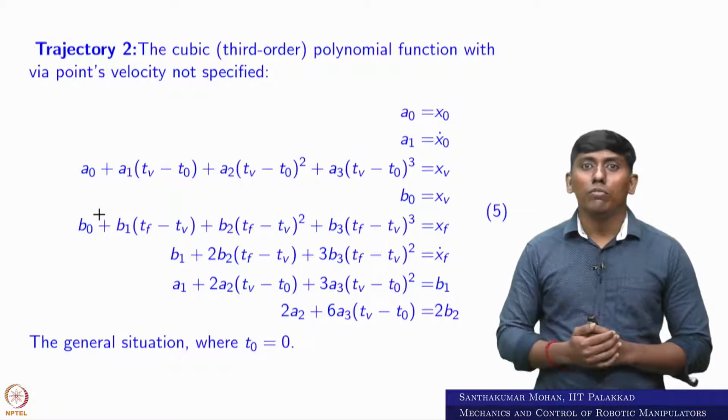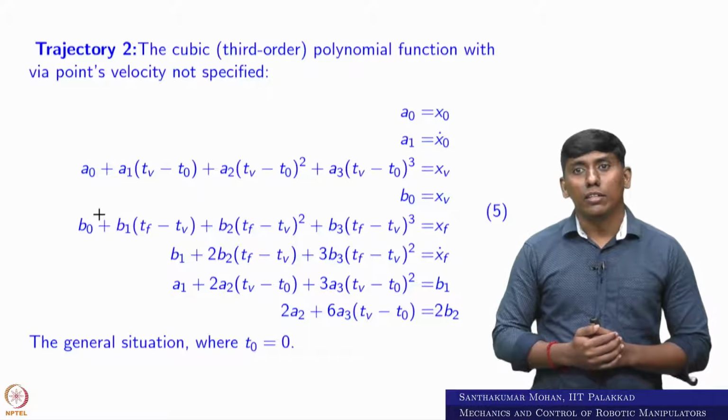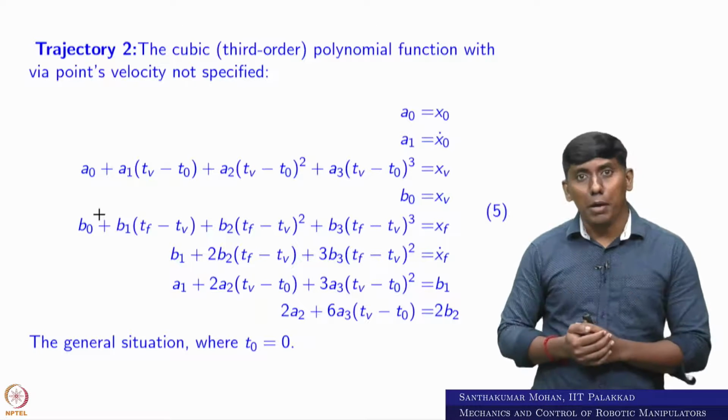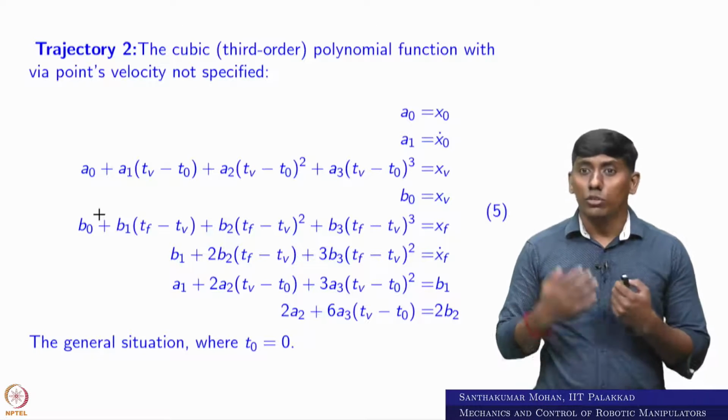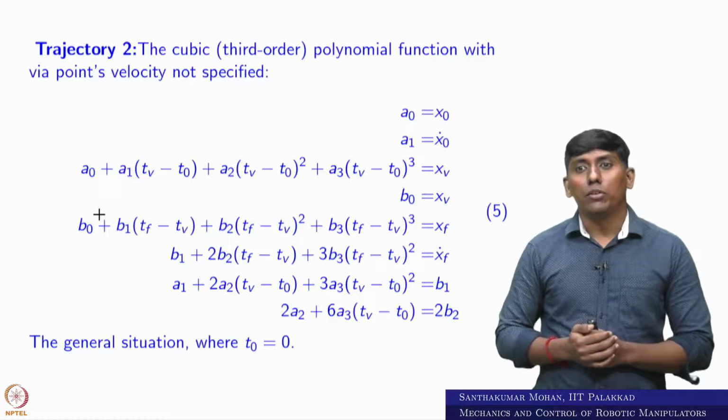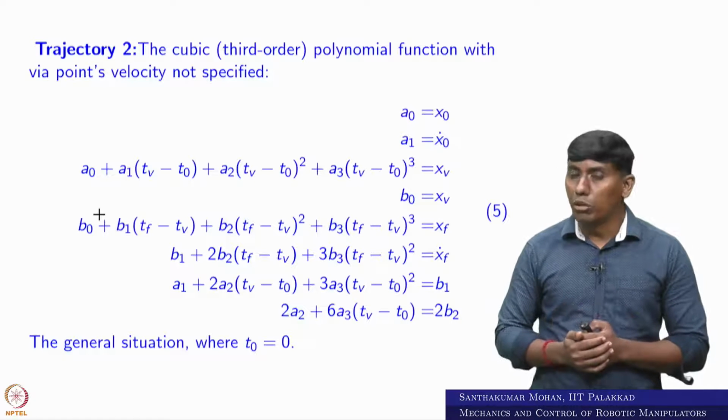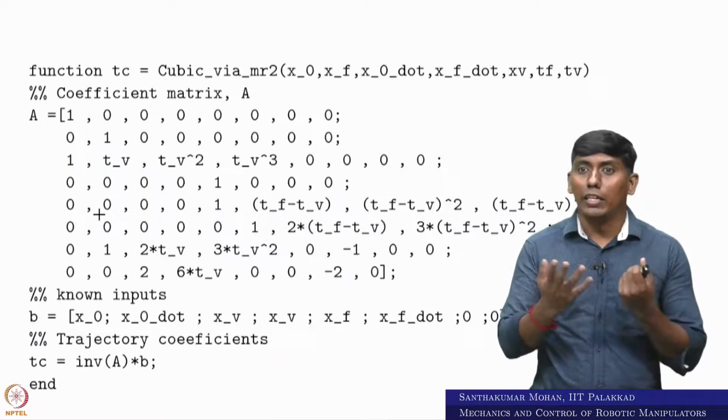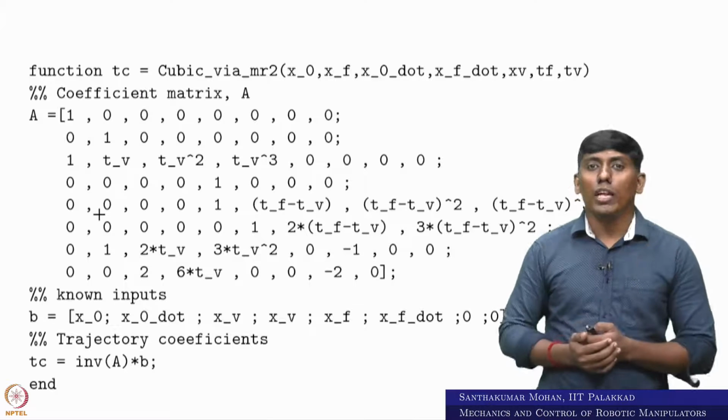Similarly, trajectory 2 can be written as a third order polynomial, but you can see the via point velocity is not specified. So this will give an 8 by 8 system with 8 unknowns, and then you can solve it. The same way, we can write it in a MATLAB code. So all of these we have done.